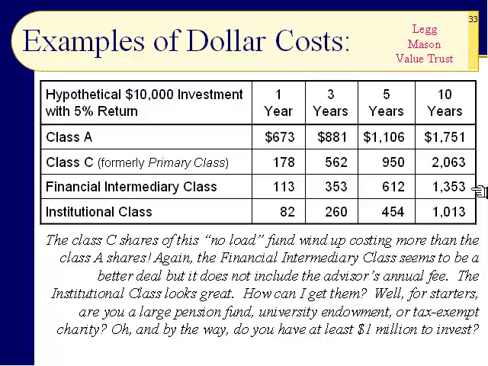And then the institutional class certainly is the best deal, but how do you get in? Well, you have to be a large pension fund, a university endowment. You have to be a tax-exempt charity, and do you have at least $1 million to invest? No, get out of here. So you and I are not going to get the institutional class shares. Does that make sense? I mean, it's pretty straightforward.